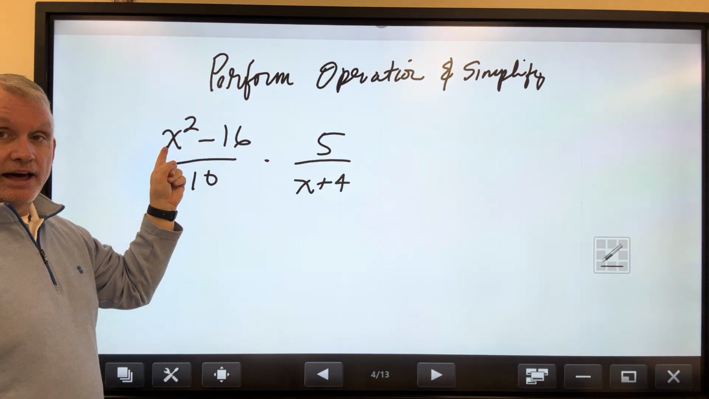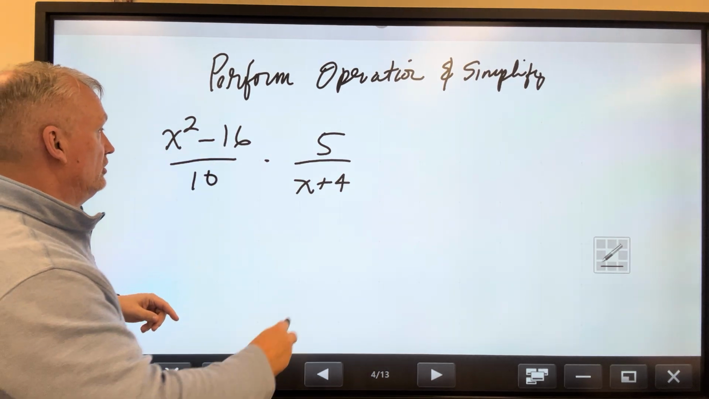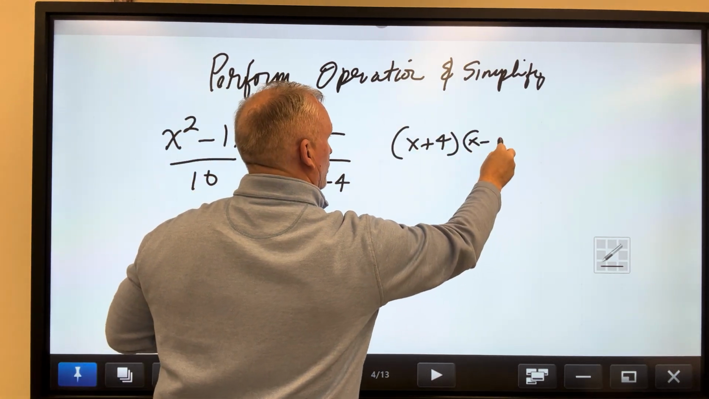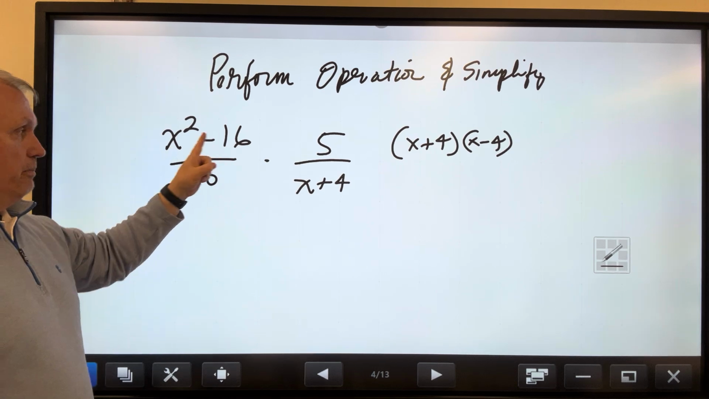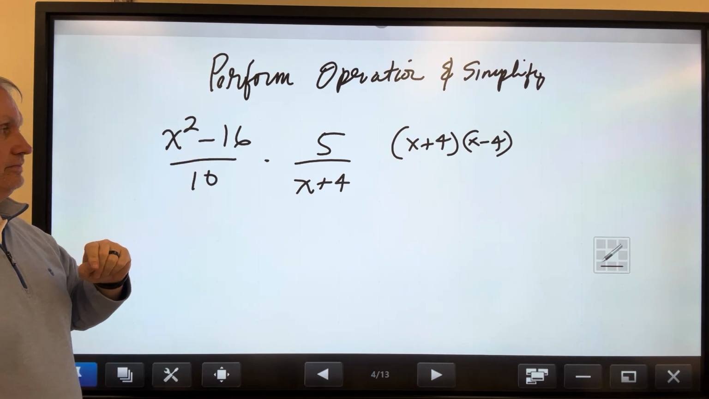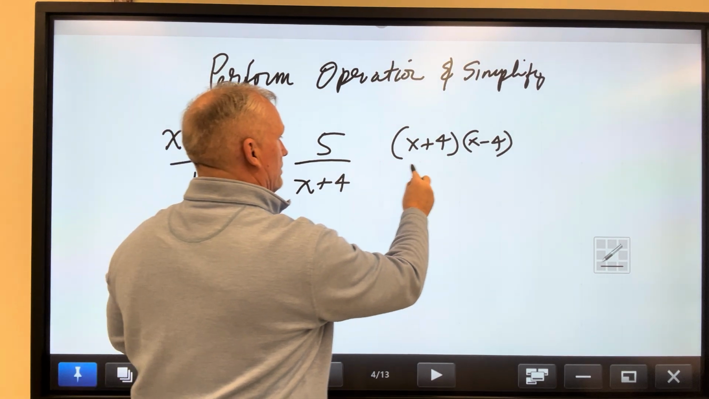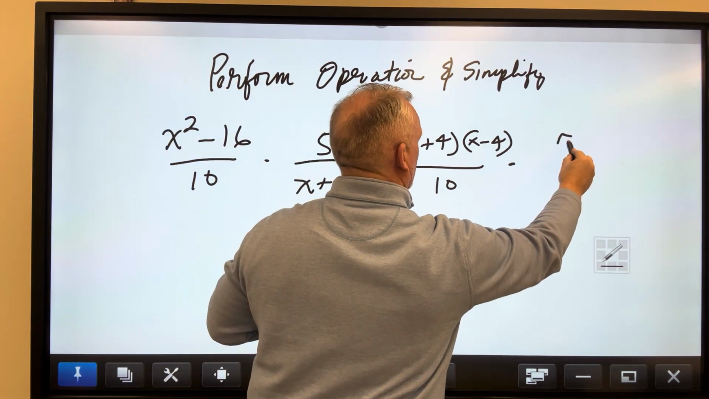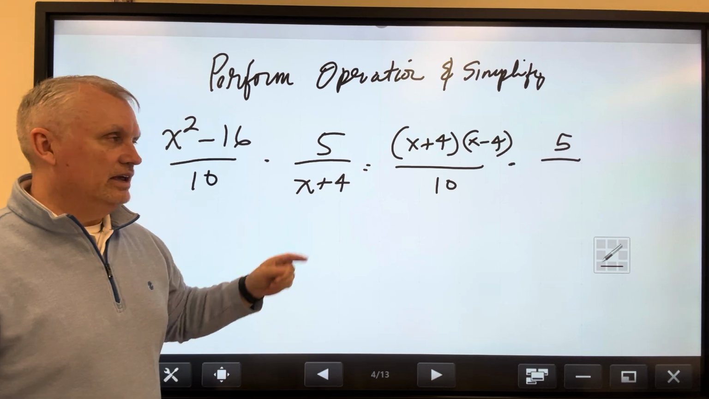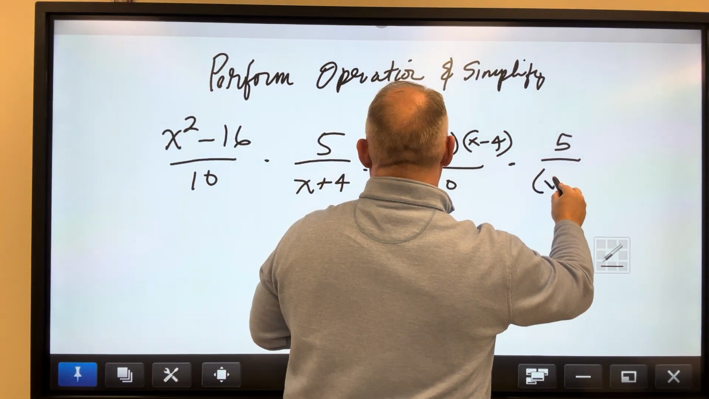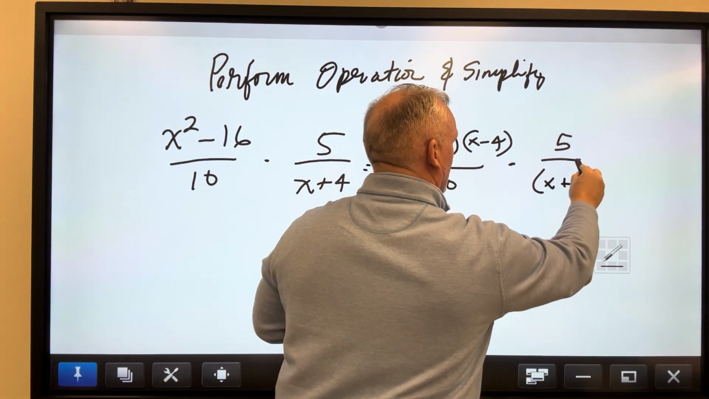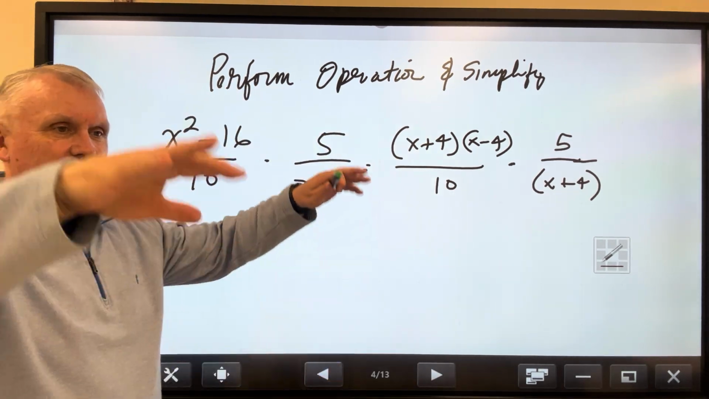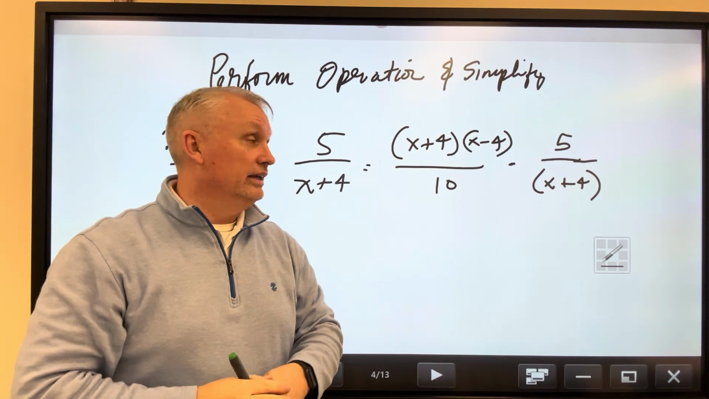Well, this is a factoring pattern. So this factors into x plus 4, x minus 4. Remember, perfect square with a minus in the middle. Well, on the bottom it's just 10. There's nothing I can do there. Times 5. And there's nothing I can do here. But again, I put it in parentheses to indicate to me it's finished. I factored it completely.